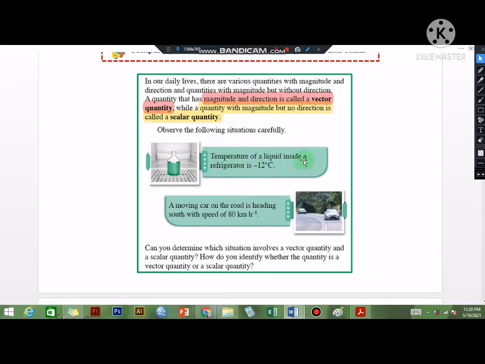Temperature of a liquid inside a refrigerator is negative 12 degrees Celsius. So from here, what can you consider this one? Is it vector or scalar? So this temperature represents a scalar quantity. Why? Because this situation only has a magnitude, which is negative 12 degrees Celsius. But does temperature have a direction or not? So no, there is no direction. So if there is no direction but it has a magnitude, then we call it a scalar quantity.